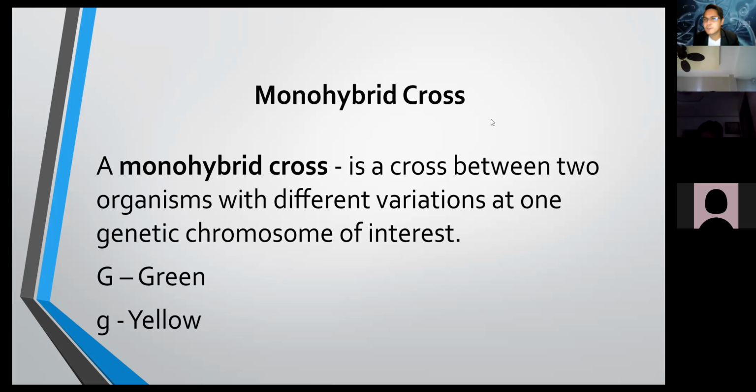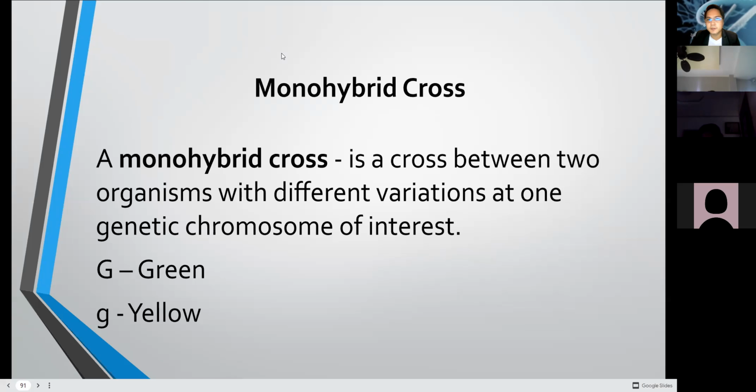Like for example, in COVID, we have a new variant which is called Omicron. Delta is another variant. So these are different variations of a genetic chromosome of interest. Like for example, we'll be focusing on the pods, the green and the yellow. These are plants, correct? But let's have this as an example as a human.